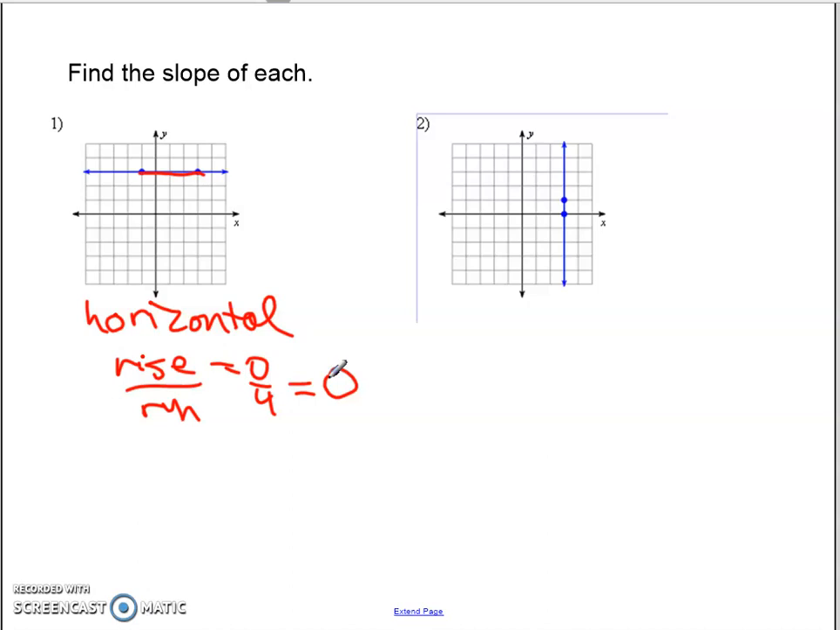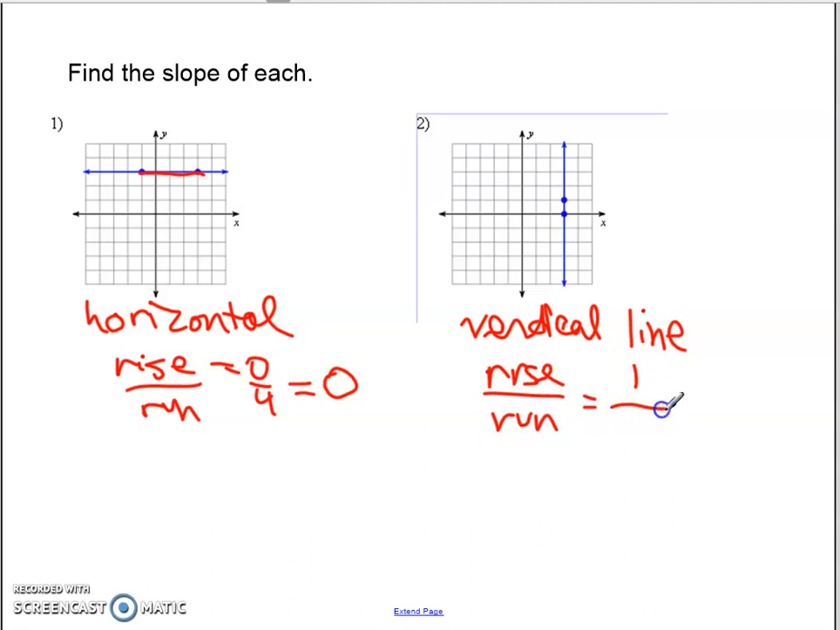And then number 2 is a vertical line. And therefore, if we just look at those 2 points, the rise is 1 and the run is 0. Remember, you cannot ever divide by 0, so that's undefined. If you don't believe me, type 1 divided by 0 into your calculator or ask Siri, and then you will realize it's an error, undefined. So you can never divide by 0. So a vertical line is undefined slope, and horizontal is 0 slope.